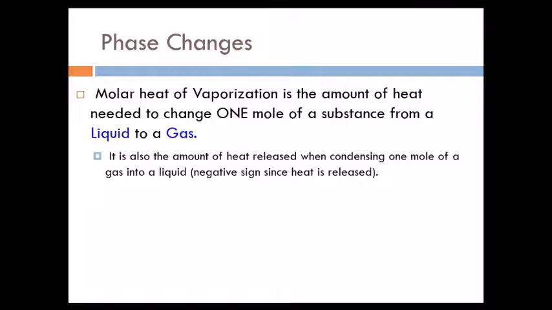So phase changes, molar heat of vaporization. Now we're going to get into using the mole here. It takes 1 mole to go from a liquid to a gas. That's molar heat of vaporization. We call it delta H vap, like that.